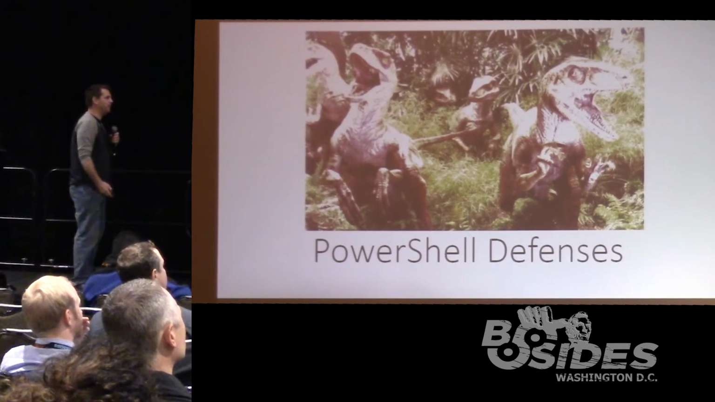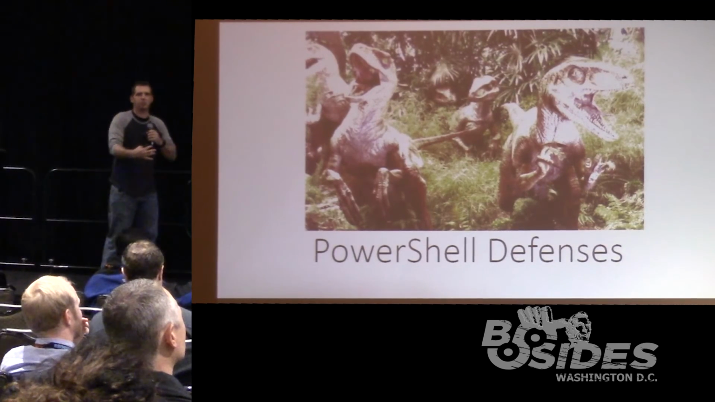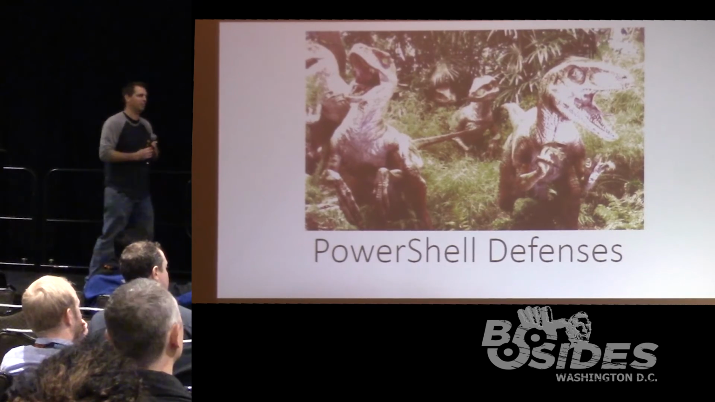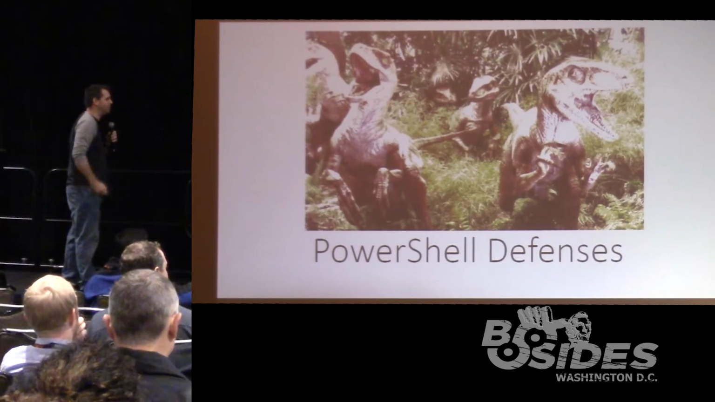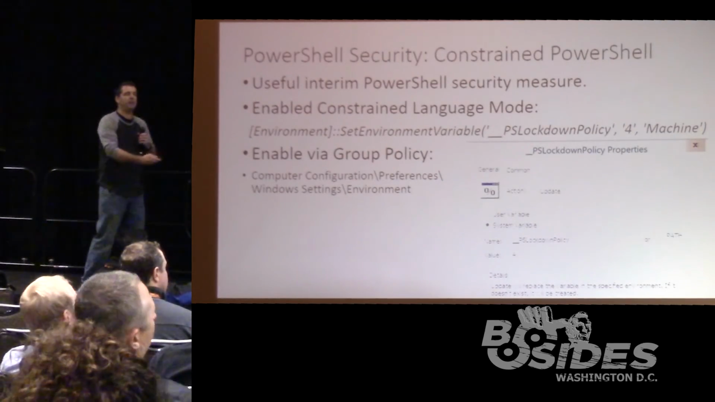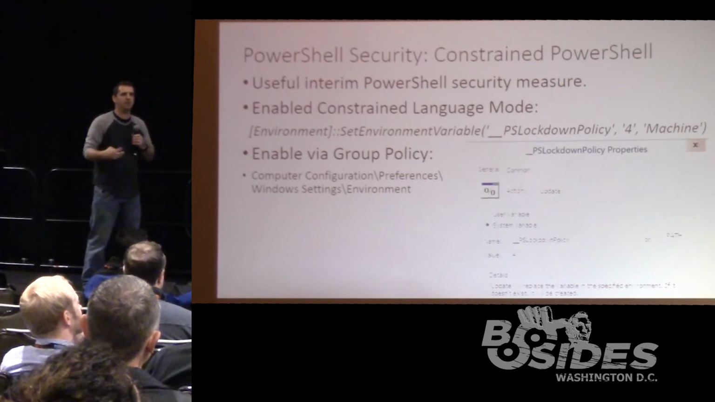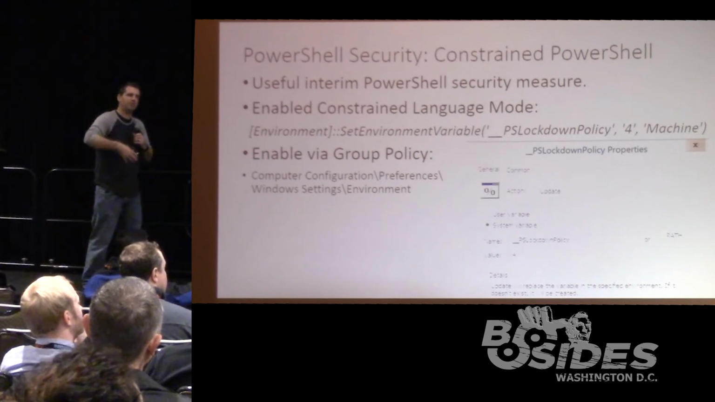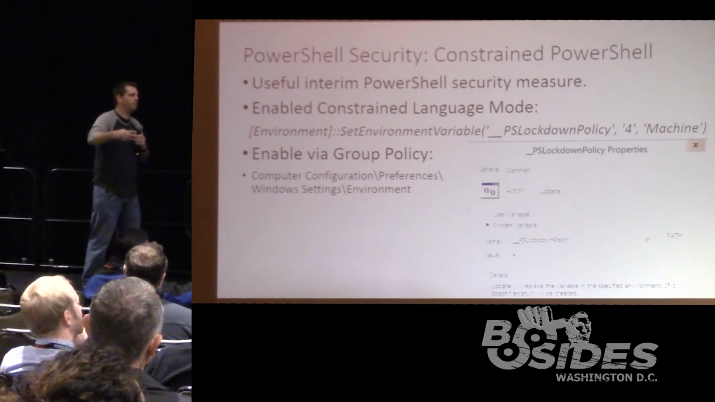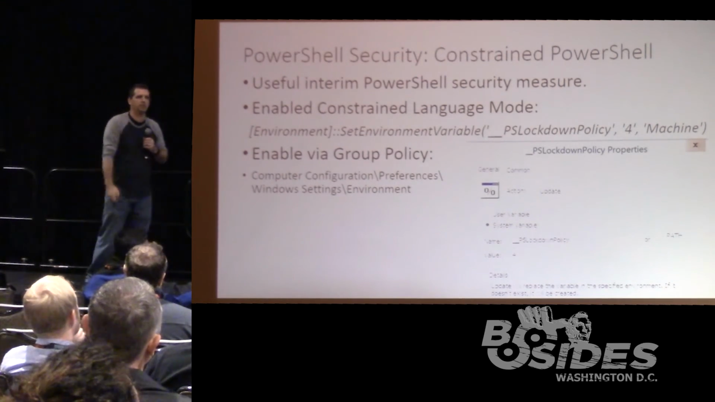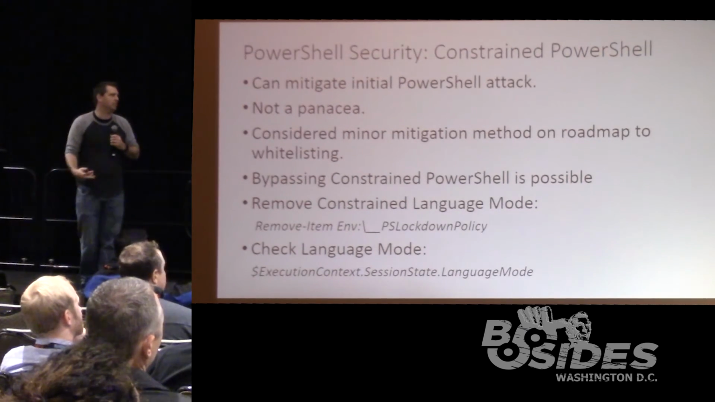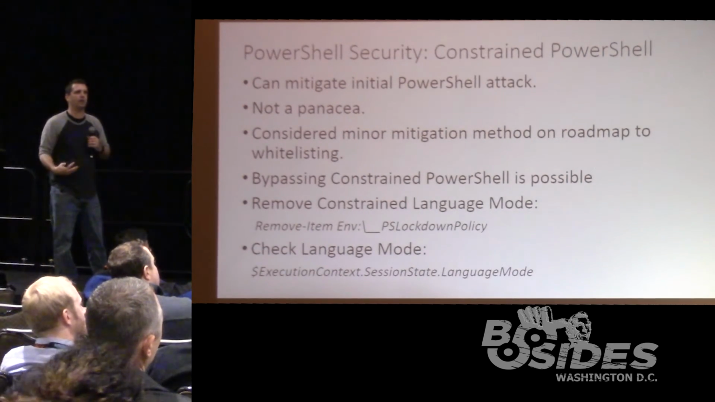So what can we do as defenses? How do we get our gang of velociraptors lined up so we can actually stop this and get ourselves in a good place? Well, constrained PowerShell is not a panacea. We can deploy this just by setting an environment variable, and those initial attack codes like Invoke-Mimikatz won't work. We can use group policy to deploy this. But it's not a panacea. It's not going to stop everything. There's a way to get around it.